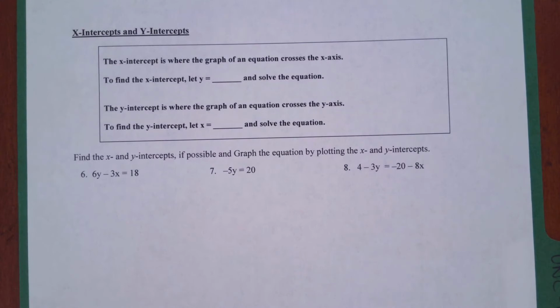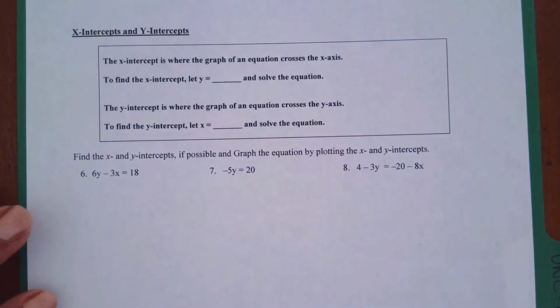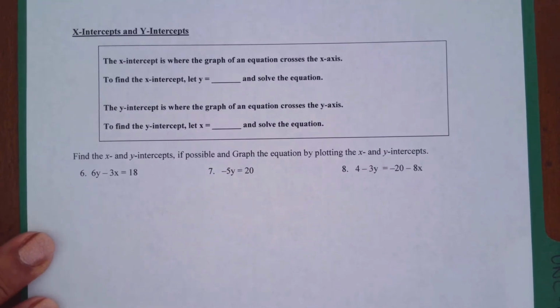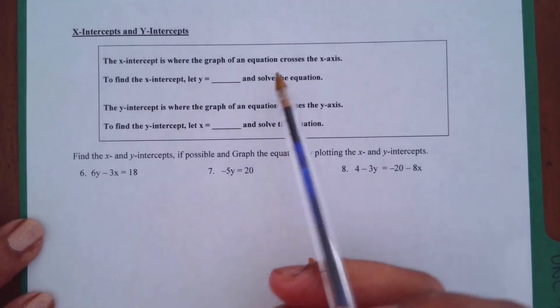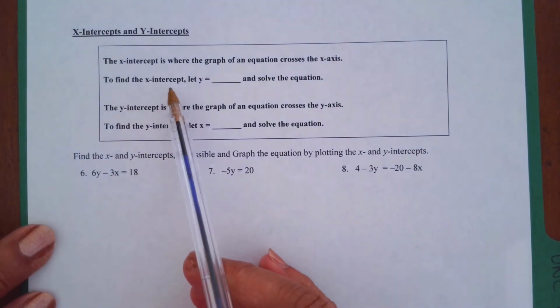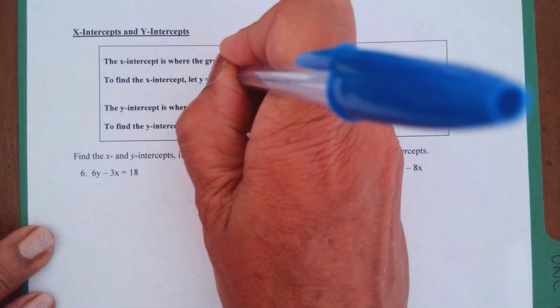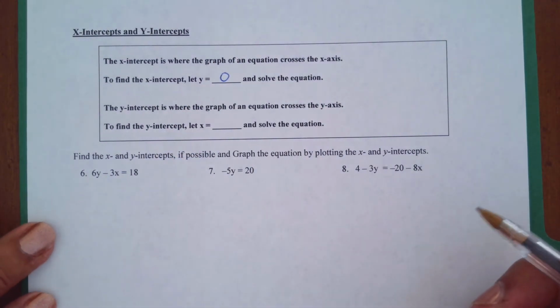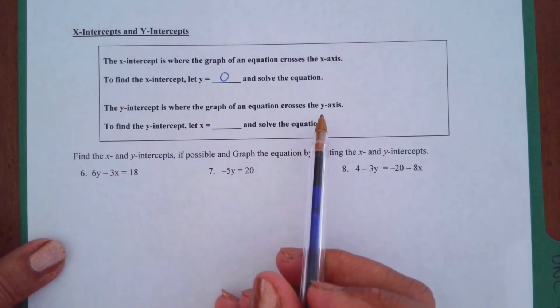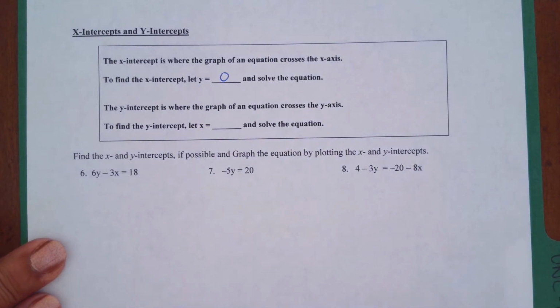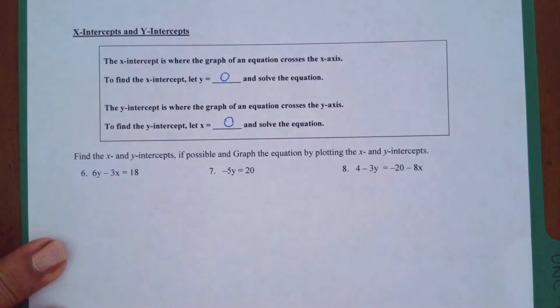We've got x and y intercepts. Again, all of you have probably done this since your pre-algebra days, so hopefully this is just a quick review and you get through these homework assignments pretty quick. The x-intercept, remember, is where the graph of an equation crosses the x-axis. To find the x-intercept, you always let y equal 0. And the y-intercept is where your graph would cross the y-axis. To find the y-intercept, you always let x be 0. And then you solve the equation.